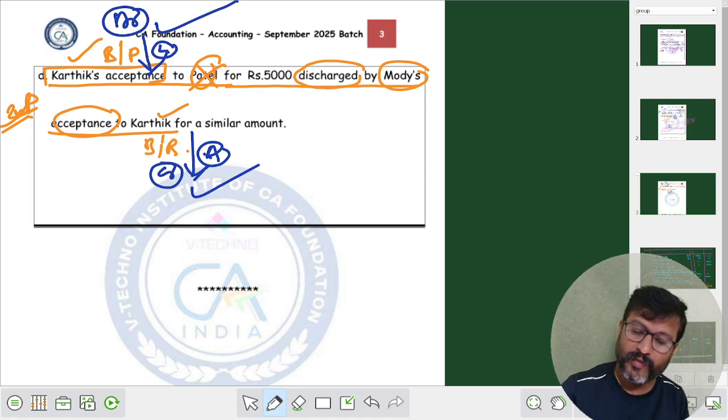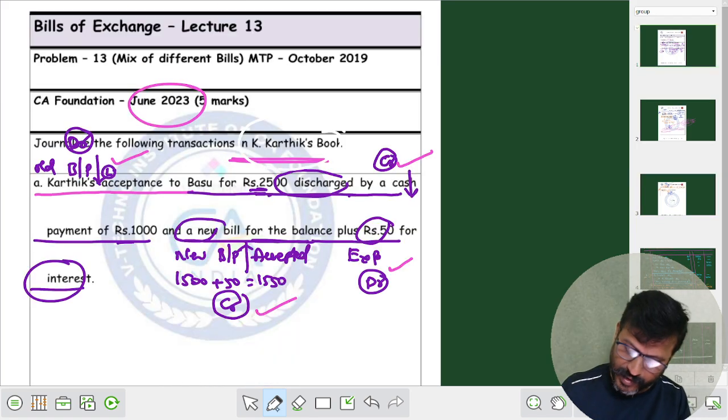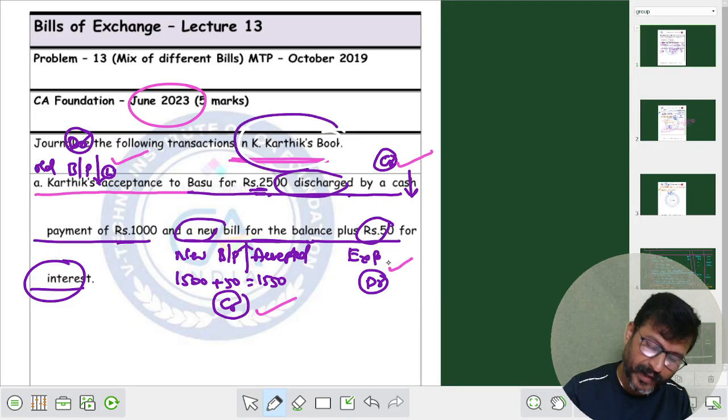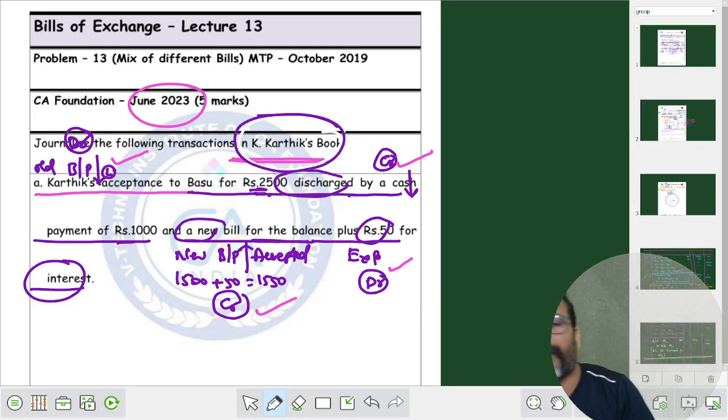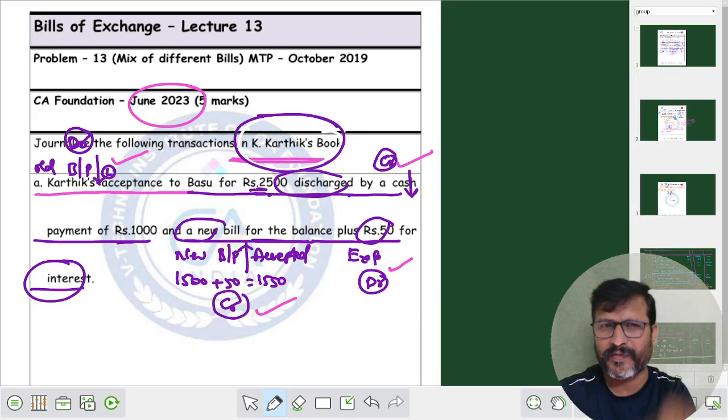That's all right. We have to pass the journal entries in the books of whom? In the books of Karthik, we have to pass the entry. So this completes your bills of exchange.